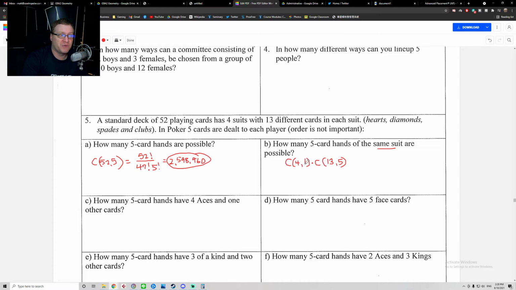Now, whenever we choose 1, so n choose 1, the answer is always going to be n. It's always going to be this number. So 4 choose 1 is actually just 4. And then we're going to do 13 choose 5. Well, that's going to be 13 factorial divided by 13 minus 5 is 8 factorial.